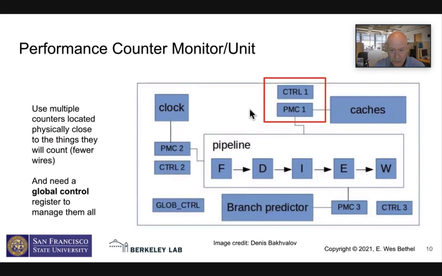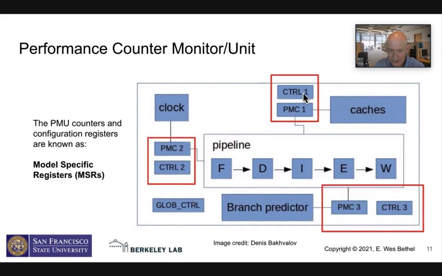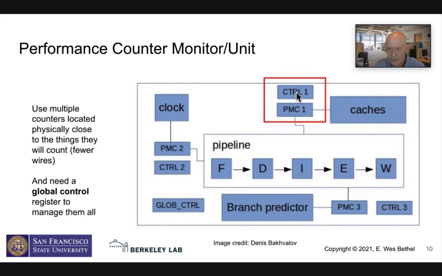And so you actually don't want to run wires all over the chip, because that's a bad thing. Chip layout is a black art in and of itself. The closer you can have components to one another, the better off you are. So here I have a control register and a performance monitoring counter unit located next to the caches, and it can also talk to the instruction pipeline.